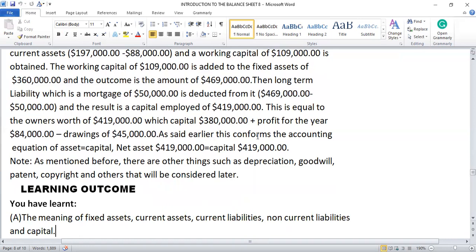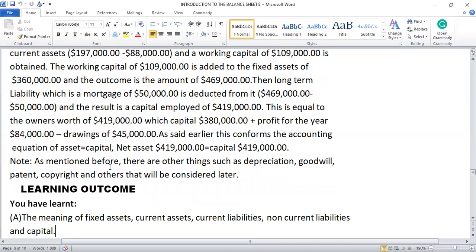As I said earlier, this confirms the accounting equation: assets equal capital. The net asset is $419,000, which will be equal to the capital, which is $419,000. The capital comprises of what? The capital introduced by the owner plus the net profit, then you deduct the drawings. That's the figure. So it should always be equal.